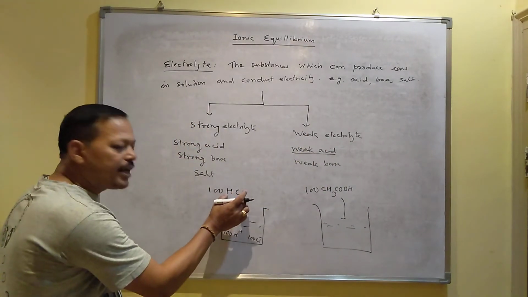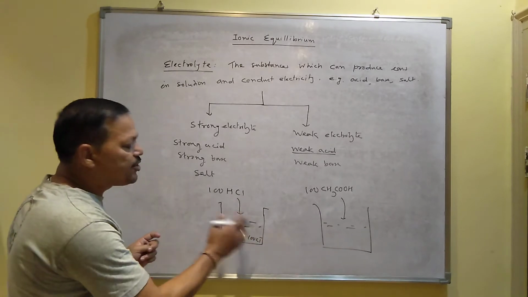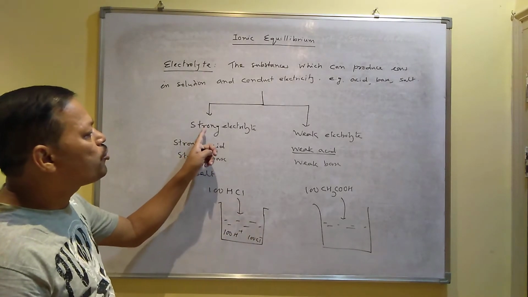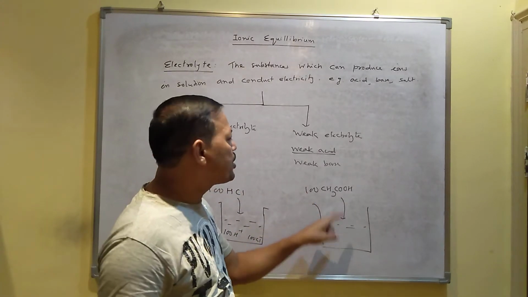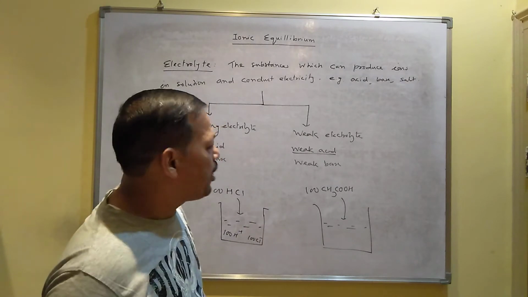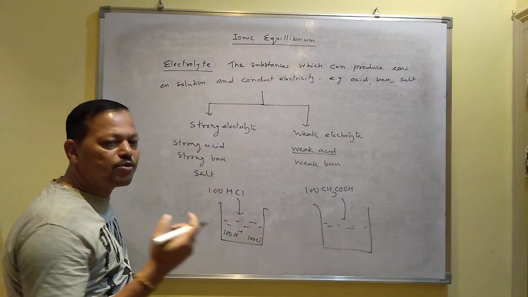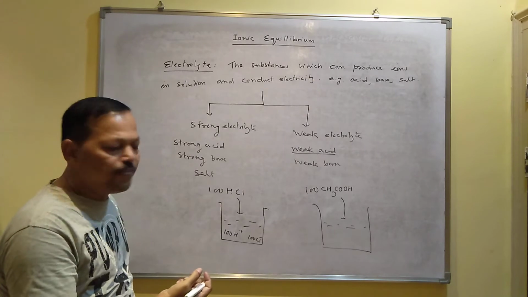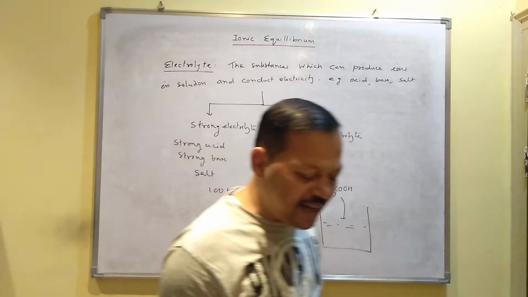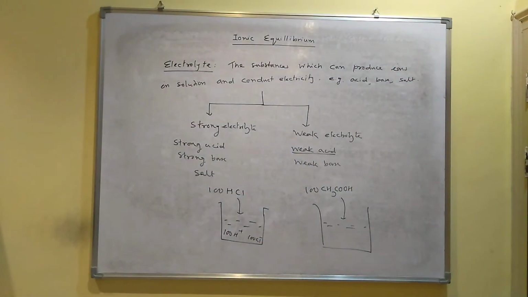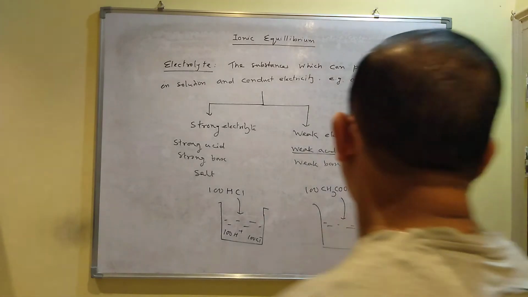The electrolytes which ionize completely in solution are said to be strong electrolytes. And those electrolytes which are partially ionized in solution are said to be weak electrolytes. That is why when you dissolve some strong acid or strong base in water, it undergoes complete ionization, and that is why strong acids and strong bases act as strong electrolytes. Similarly, if you dissolve some weak acid or weak base in water, then they are partially ionized. That is why weak acids and weak bases are considered as weak electrolytes.